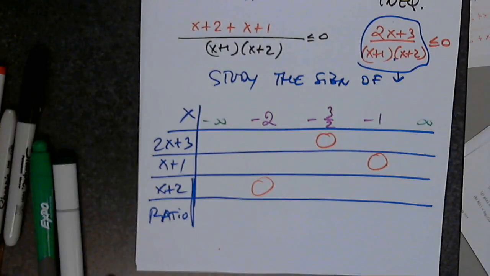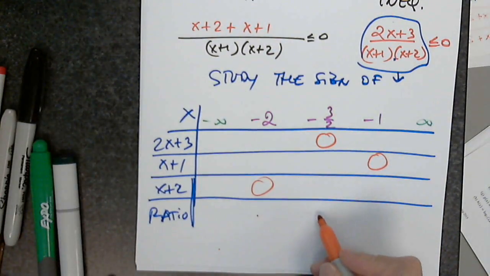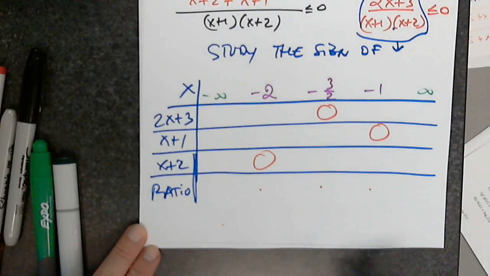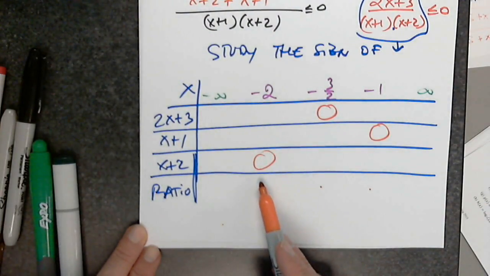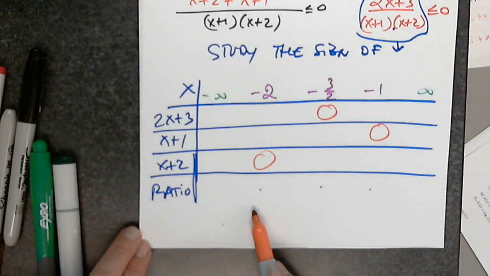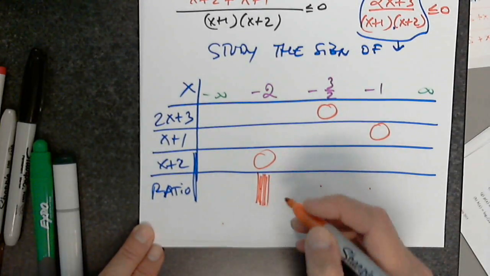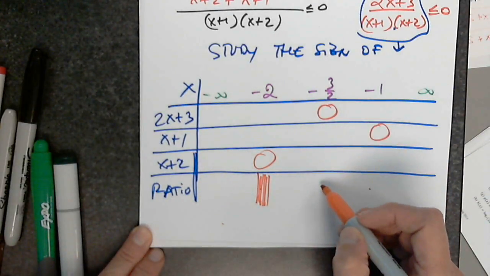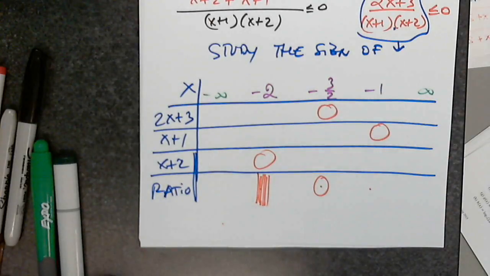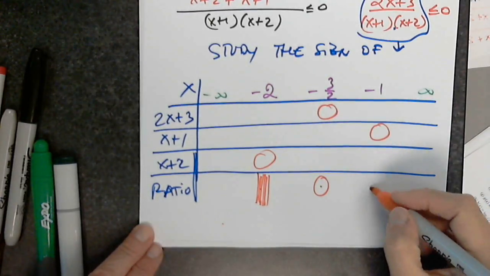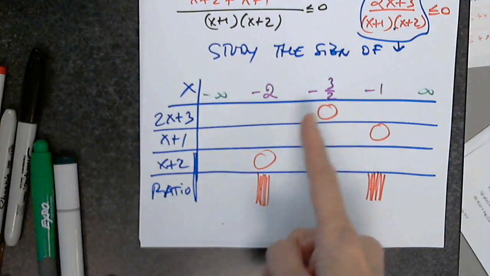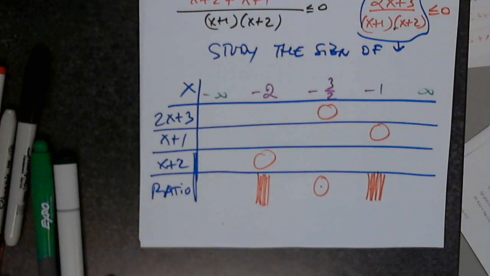That's my next step. Then I have to determine what happens here, here, and here for the ratio. Under negative 2, the denominator cannot be 0, so it's undefined. Exactly. Under negative 3 halves, the numerator is 0, so the fraction is 0. And then negative 1 is undefined. Exactly. I need these thresholds because if I don't have these, then I don't know where the sign changes.